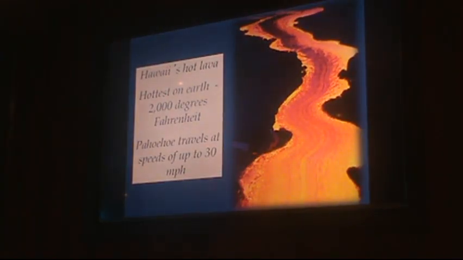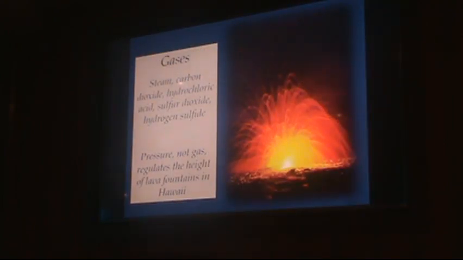Hawaii's lava is the hottest on the planet, up to 2,000 degrees, and it can travel at speeds of 30 miles an hour. It gives off gases of nitrous oxide, sulfur dioxide, hydrogen sulfide, hydrochloric, all of these nasty little gases that we don't really want to be near.